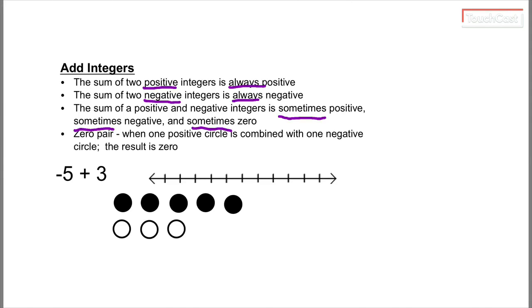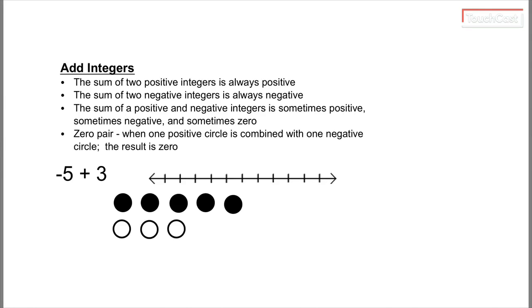A zero pair is when one positive circle is combined with one negative circle, so the result is zero. A zero pair visually is a shaded circle and an unshaded circle. Those two cancel each other out. There's nothing remaining. So that is an example of a zero pair.